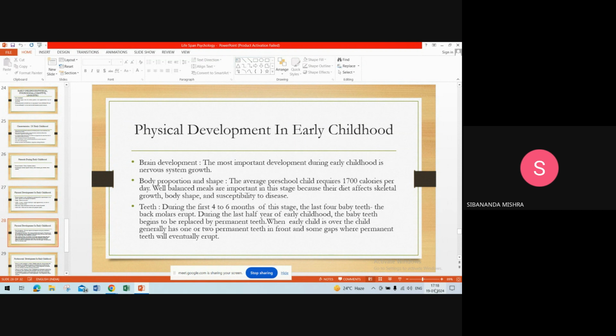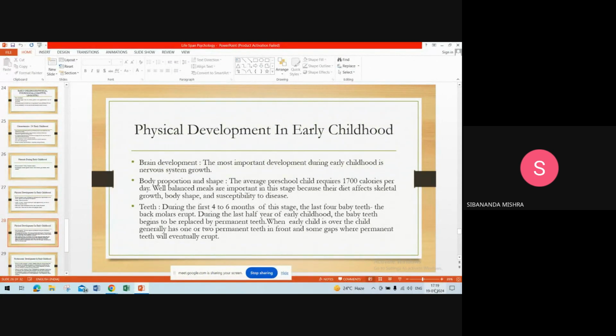For body proportion. Next is teeth. During the first 4 to 6 months of this stage, the last four baby teeth, the back molars, erupt. During the last half years of early childhood, the baby teeth begin to be replaced by permanent teeth. When early childhood is over, the child generally has one or two permanent teeth in front and some gaps where permanent teeth will eventually erupt. So this is about teeth, physical development in early childhood.